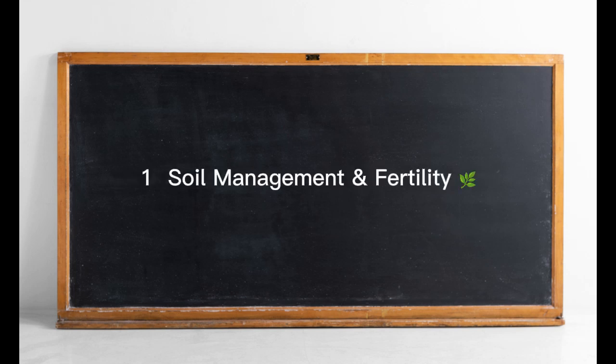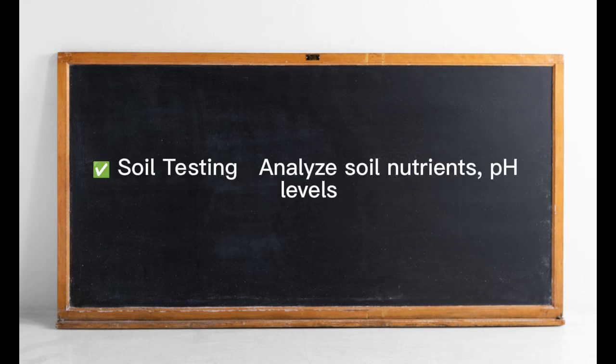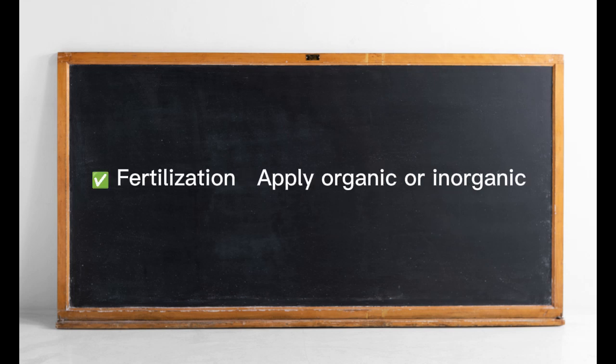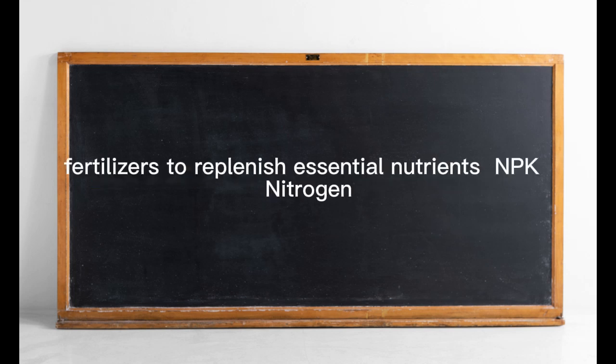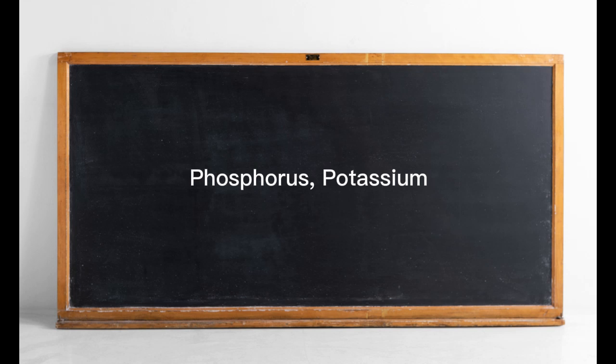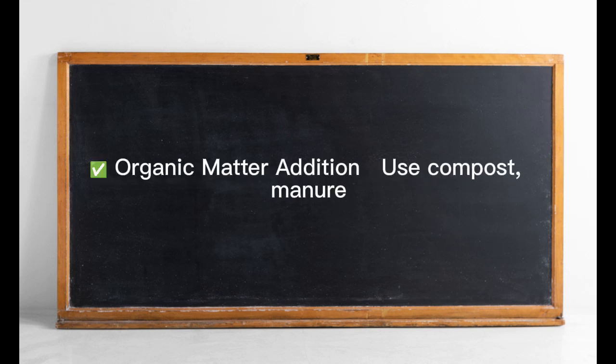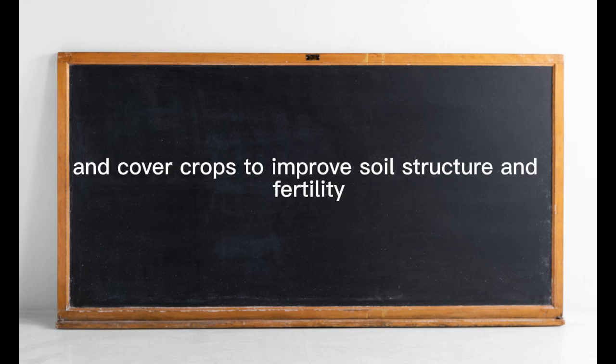1. Soil management and fertility. Soil testing: analyze soil nutrients, pH levels, and structure before planting. Fertilization: apply organic or inorganic fertilizers to replenish essential nutrients. Crop rotation: alternating crops to prevent soil depletion and pest buildup. Organic matter addition: use compost, manure, and cover crops to improve soil structure and fertility.